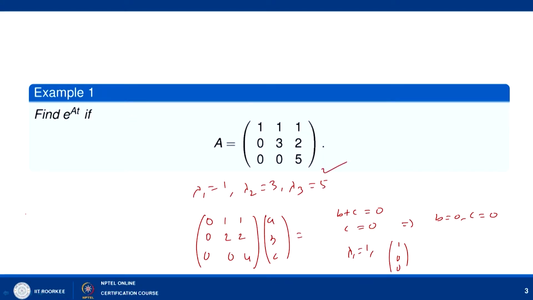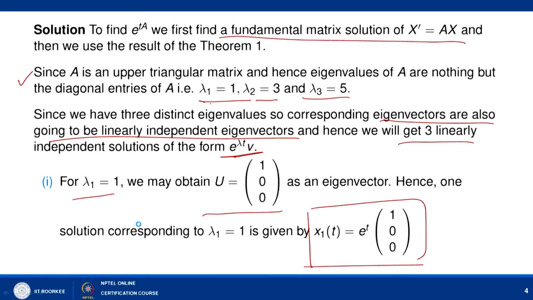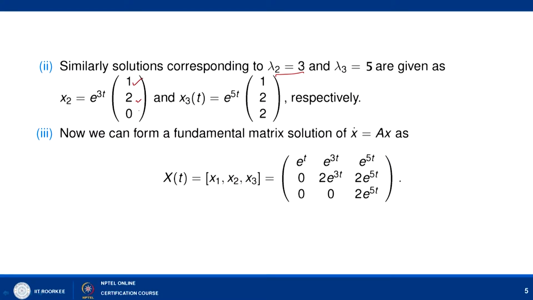So, for that we simply say that A minus 3I v equal to 0. So, it is the matrix minus 2 1 1, 0 0 2, 0 0 2, times a b c equal to 0. So, it means that here c is 0 and we can write minus 2a plus b equal to 0. So, b is equal to 2a, you can say. So, we can write down the solution as, if a is 1, then b is 2. So, 1 2 0 is one eigenvector. So, the second solution corresponding to lambda 2 equal to 3 is given as e to power 3t into 1 2 0.